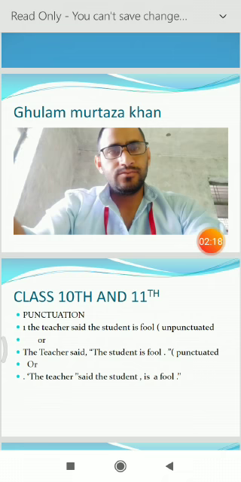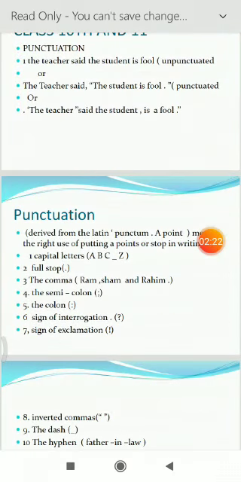The word punctuation is derived from the Latin word punctum. You can pronounce it punctum, which means a point, meaning the right use of putting a point or stop in writing the English language or English sentences.